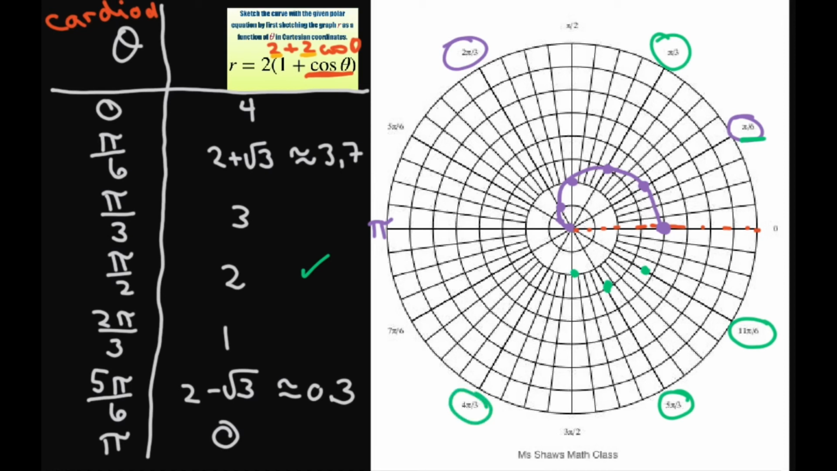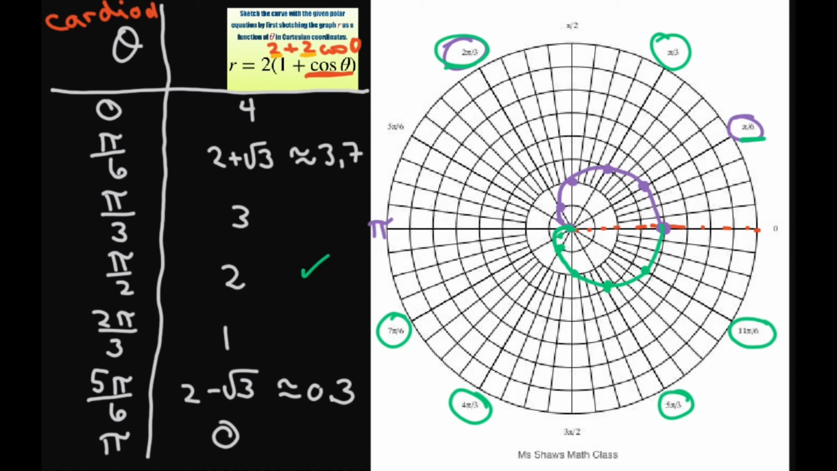These match up. 4 pi divided by 3 matches up to this, and that's going to be at 1. And then just keep going in. 11 pi over 6 is going to be 0.3, so it goes in. Then we're back at 0 at pi. So it goes like this.